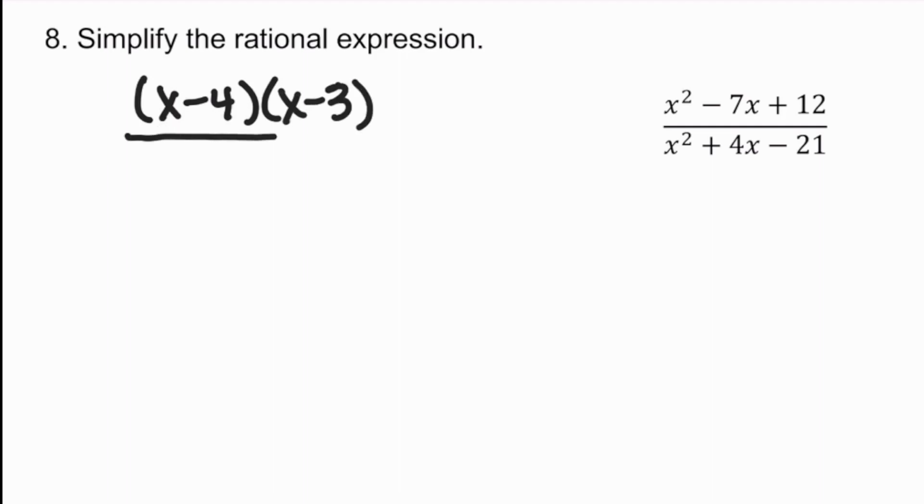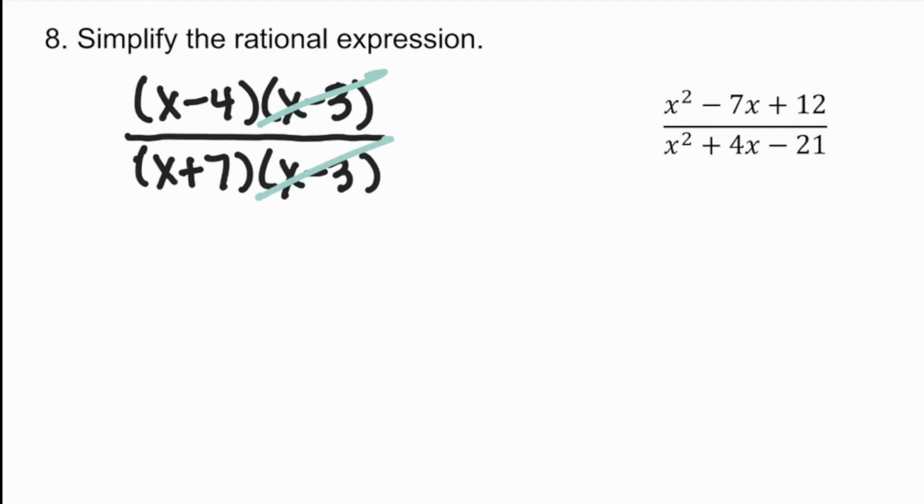I'm going to divide by two numbers that multiply to negative 21 and add to 4. So I'm thinking 7 and 3, because that's really the only things I know that multiply to 21. And so that would be positive 7, negative 3, so x plus 7, x minus 3. And then I can cancel off identical factors, and I'll be left with x minus 4 over x plus 7.